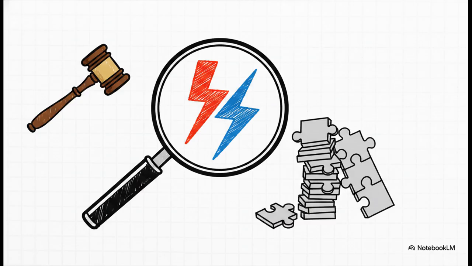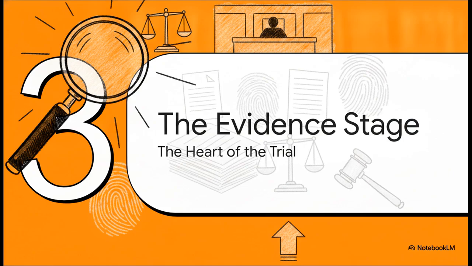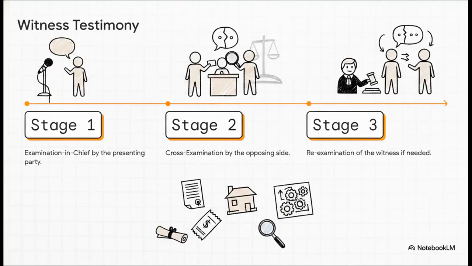From this moment on, the upcoming trial will revolve exclusively around resolving these specific contested points. It provides a laser focus for the rest of the case. That brings us to Step 3, the evidence stage. This is the absolute heart of the trial. Now it's time for both sides to actually prove what they've claimed, starting with the plaintiff and then the defendant.